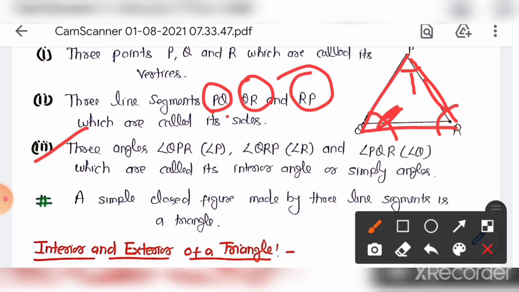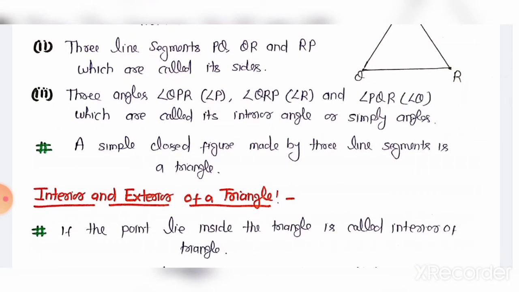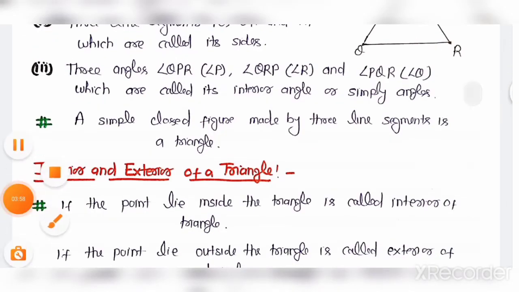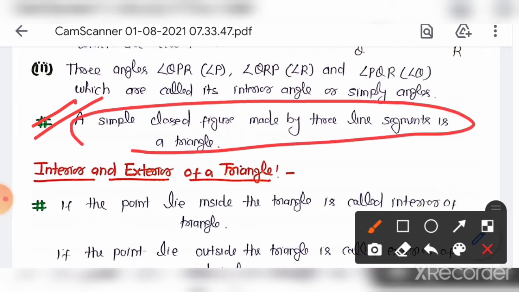Next is another definition related to a triangle: a simple closed figure made by three line segments. It is the easiest definition of a triangle. A simple closed figure made by three line segments is a triangle.